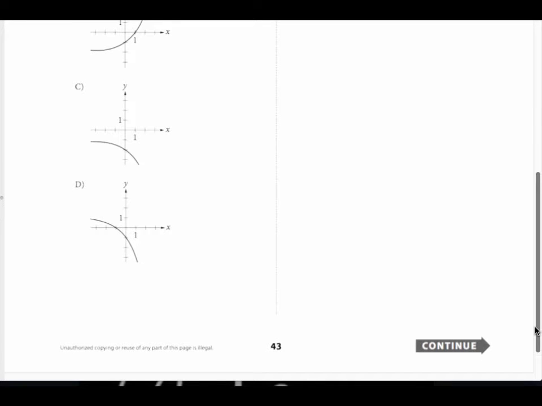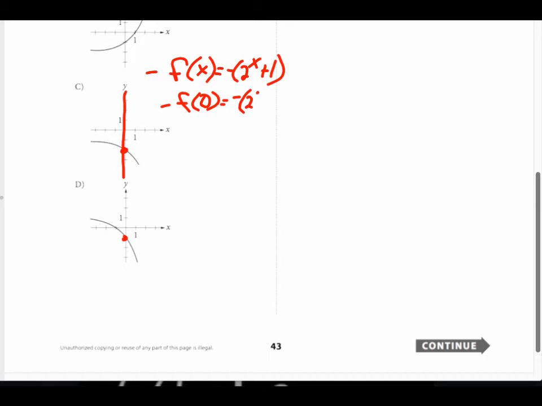Now, the way to determine if it's C or D is the y-intercept, right? This you could do mathematically. If I have negative f of x, then that's negative 2 to the x plus 1. Well, then the negative of f of 0, because the y-axis crosses at 0, I get the negative of 2 to the 0 plus 1. Well, 2 to the 0 is just 1, plus 1, and then you have the negative sign in the front, so it's negative 2. So the y-intercept is negative 2.